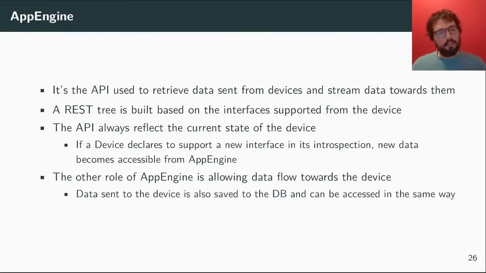And the other role of AppEngine is, of course, allowing the data flow in the other direction. So you can send data using a POST request, and the data will reach the device using a transport. You just do a POST request, and Astarte takes care of delivering it using MQTT with the correct configuration.